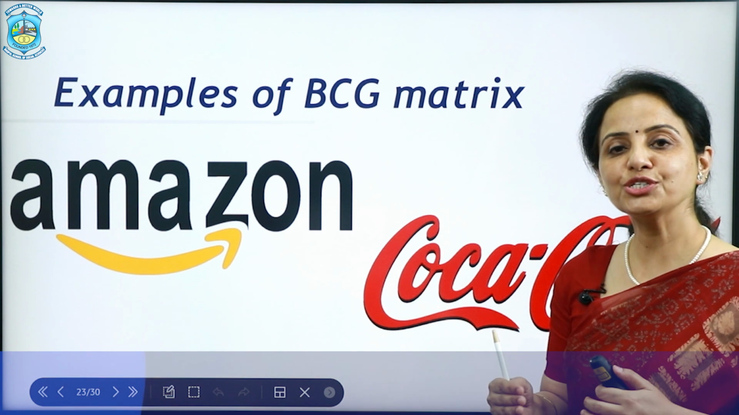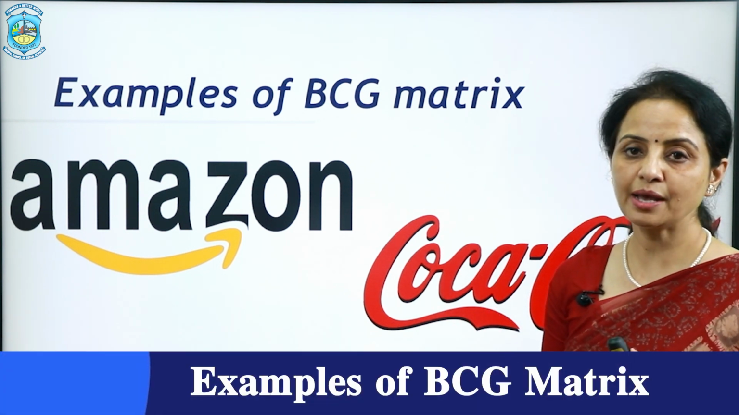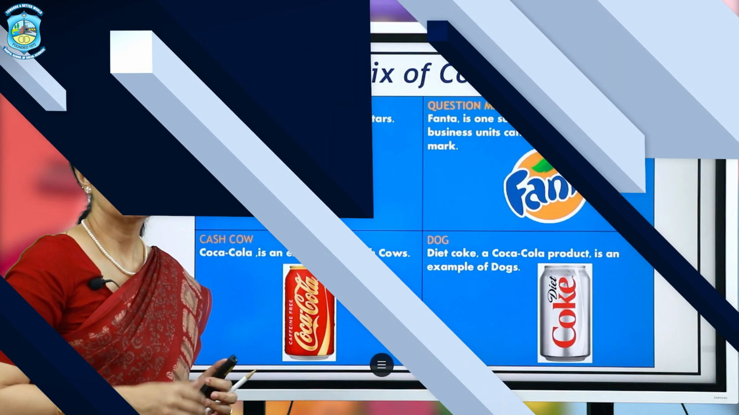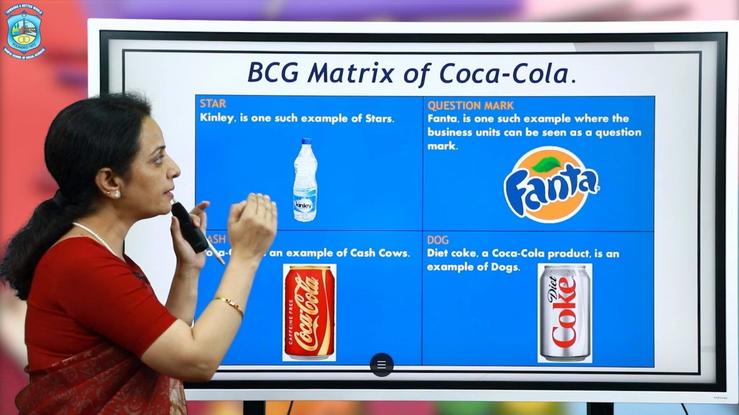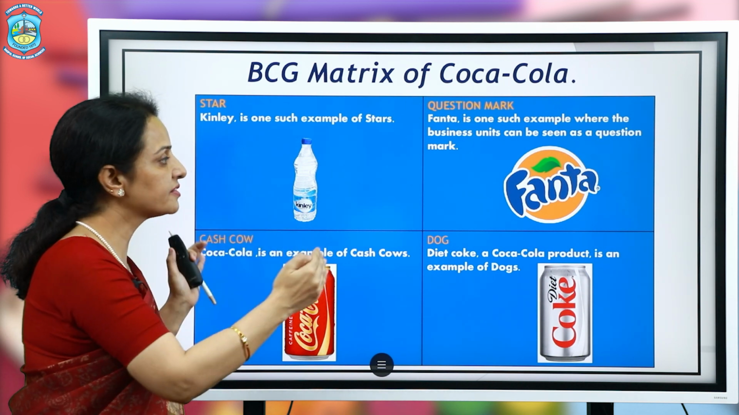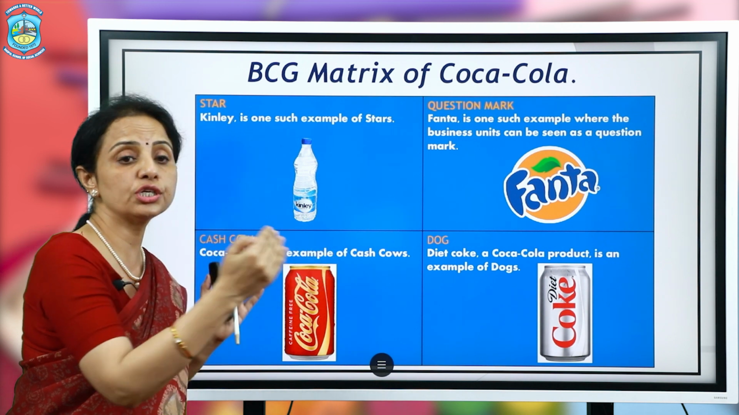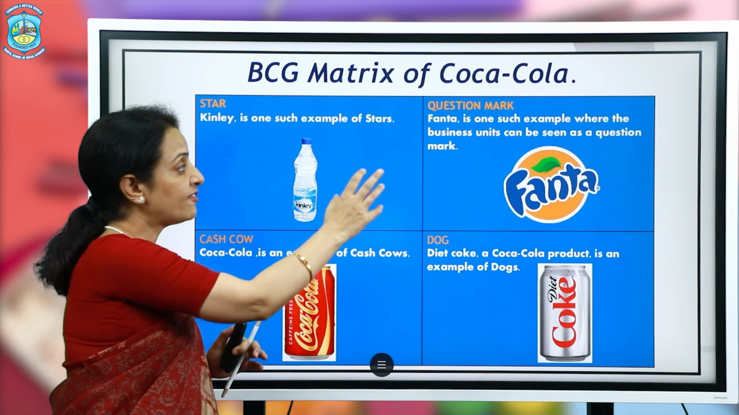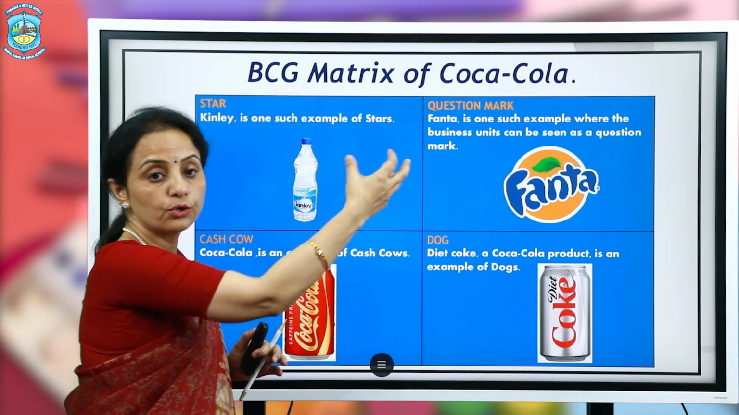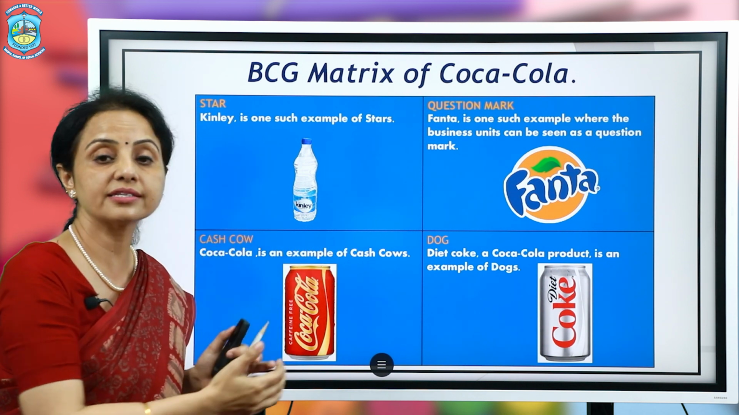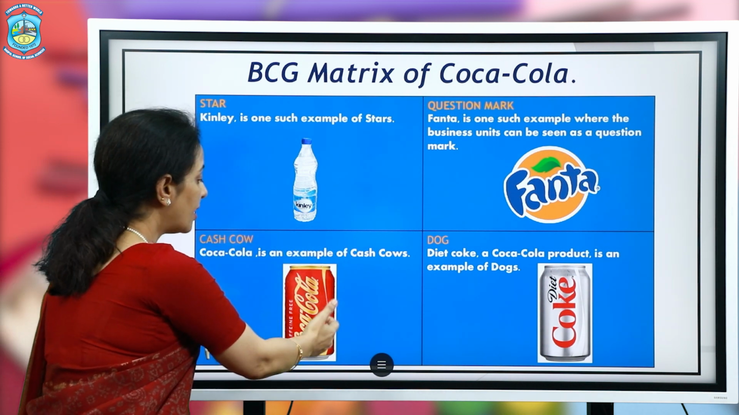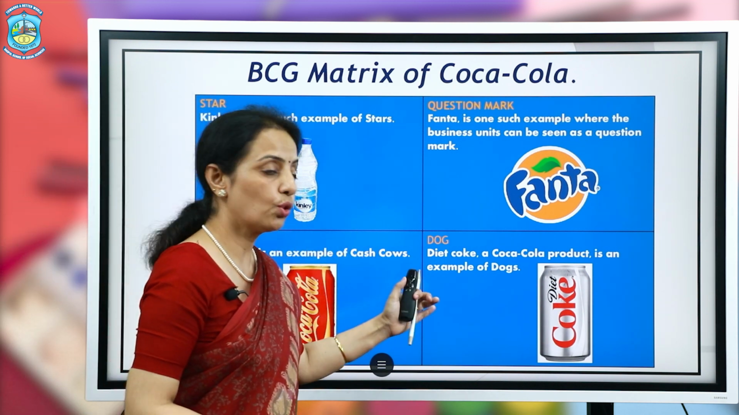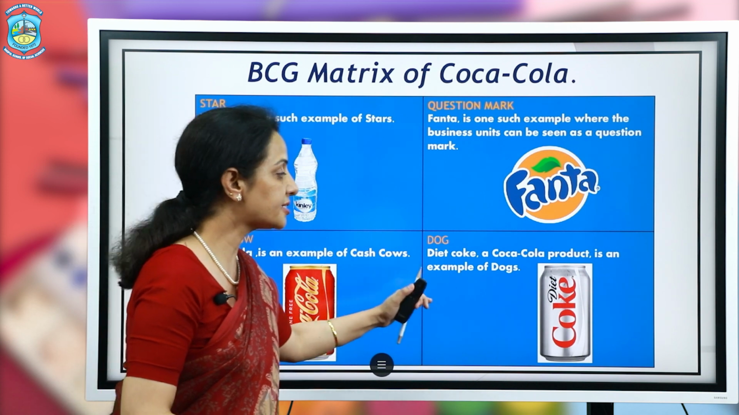So we'll understand the BCG model with the help of some relevant examples of your favorite brands like Amazon and Coca-Cola. So let us understand from a brand manager of Coca-Cola how he has done BCG for his products. He has put Kinley, which is their star. Fanta is one of the very famous SBUs, and he has kept that as his question mark. Cash cow is Coca-Cola, which is the brand which they have originated. Diet Coke, which they had come up with in later years, is their dog.